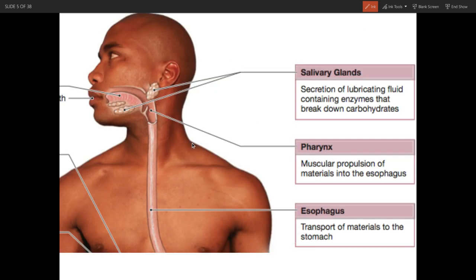Now here's a picture showing you the esophagus. Again, that tube that's just going to connect the mouth all the way down to the stomach. And this is just going to allow food to go from your mouth down to your stomach as it's being digested.